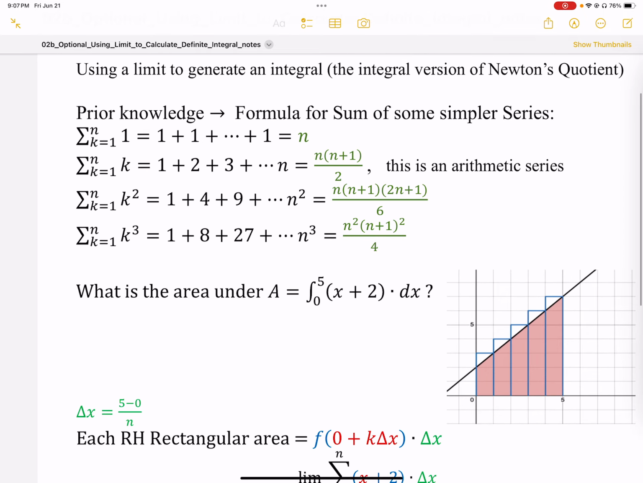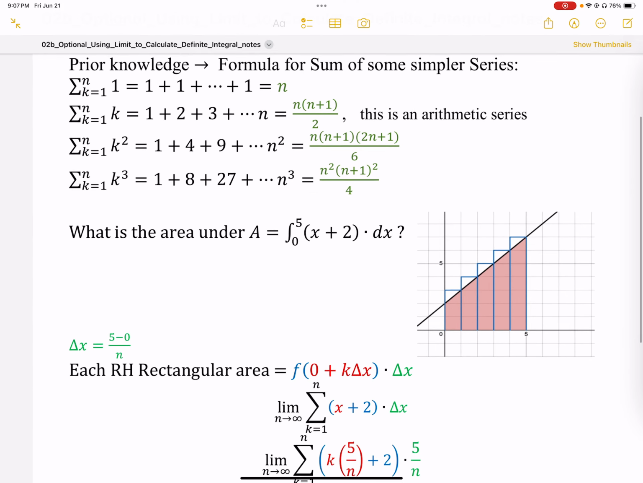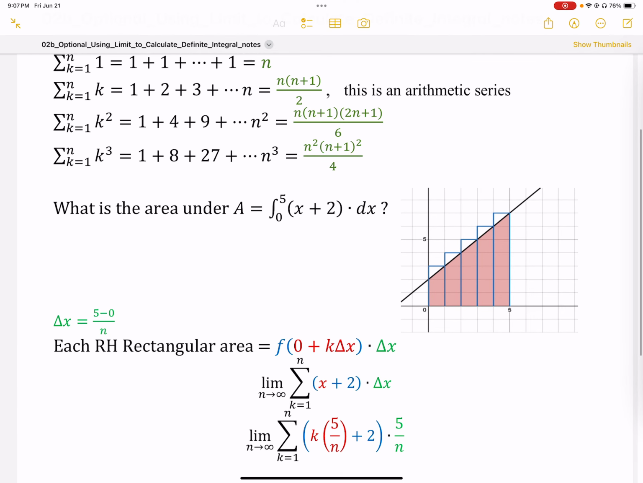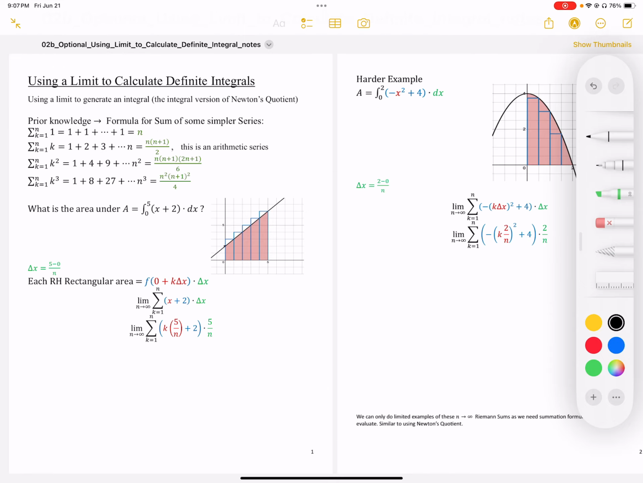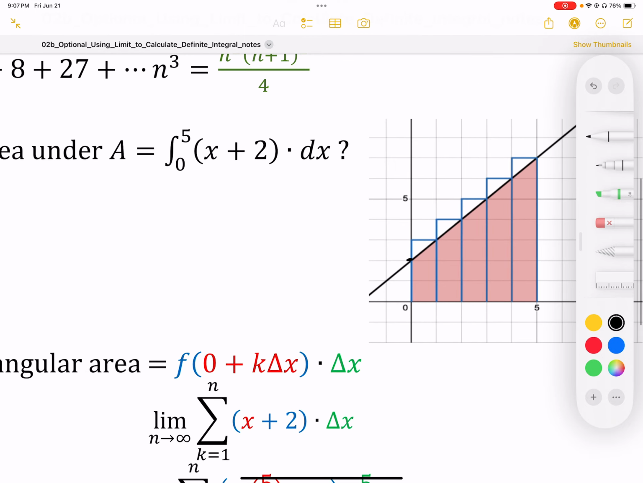So how do we use this limiting process with Riemann sums to find the area under this curve? So this is a linear equation, y-intercept of 2 and slope of 1, and we want the area under the curve from 0 to 5. Okay, well, let's just make sure we have the answer to start with. So we know that this is a trapezoid. It has a minimum height of 2. The maximum height happens to be 7.